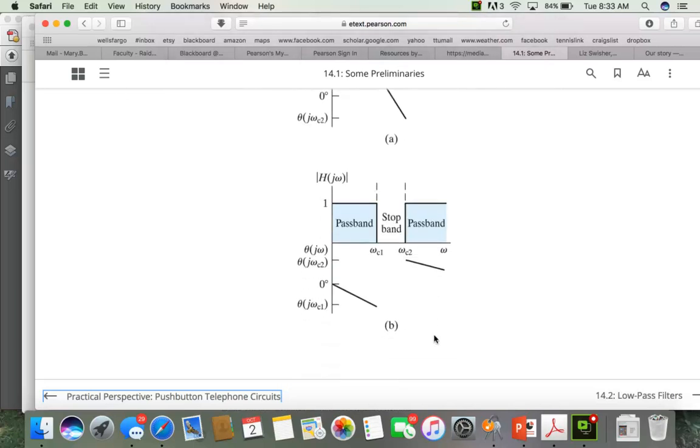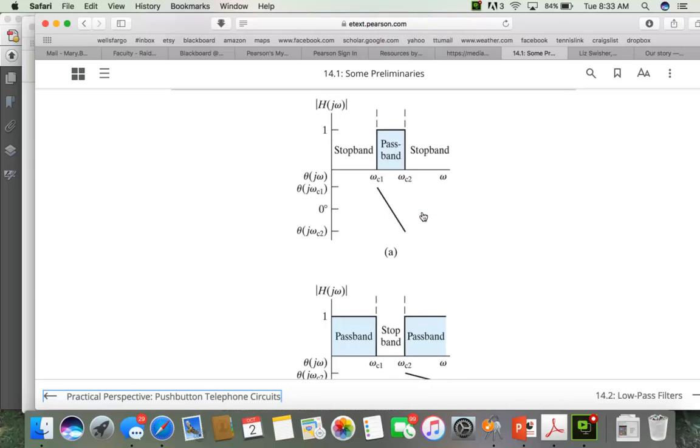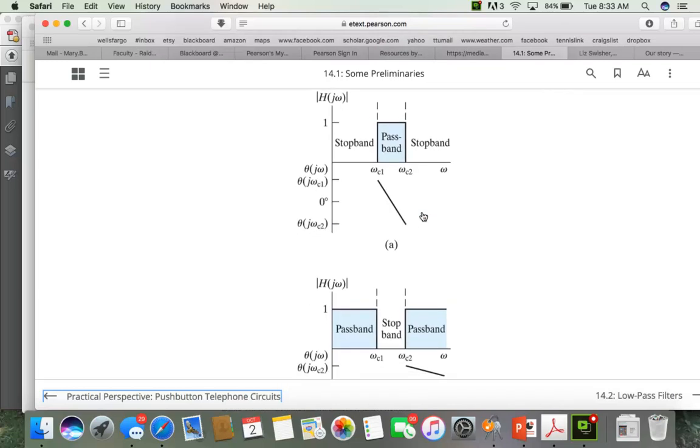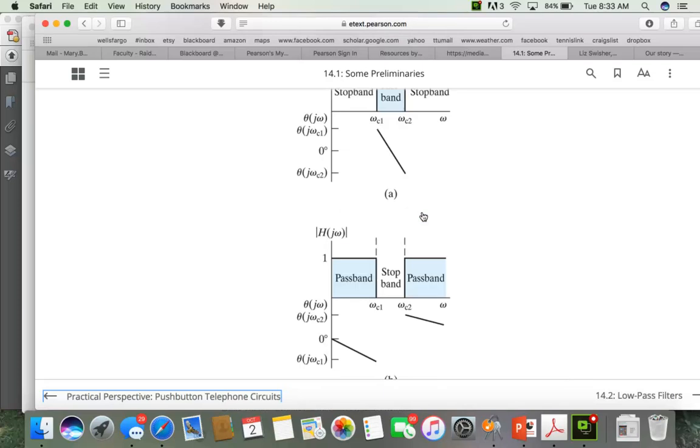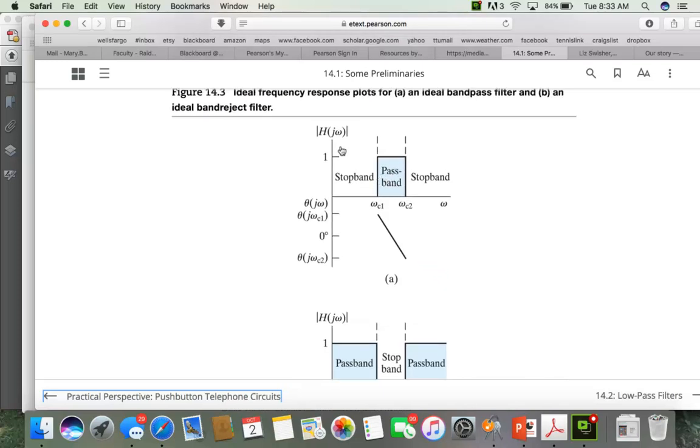The band reject is basically the opposite of the band pass. In the band reject, you would have a region in here where you do not pass a range of frequencies, but you pass everything else. So it's like a combination of the sum of a low pass and a high pass, whereas the band pass would be like a combination of the product of a low pass and a high pass.